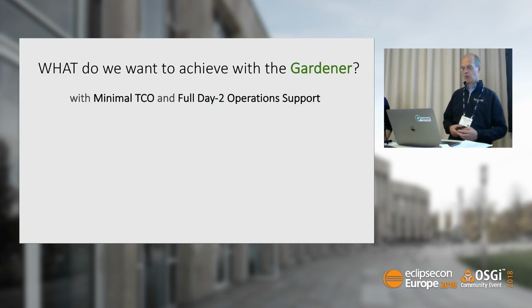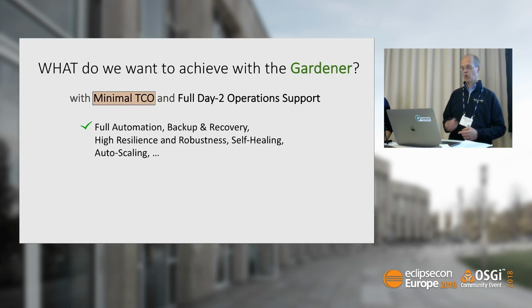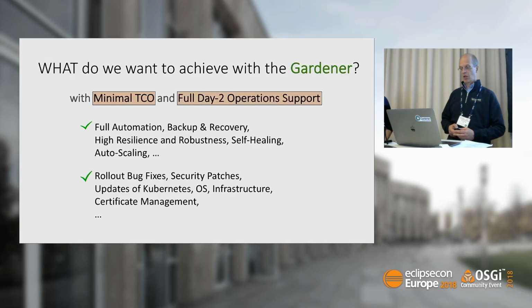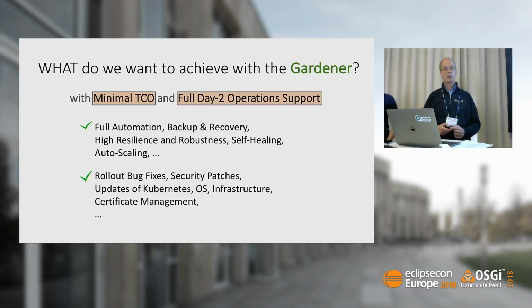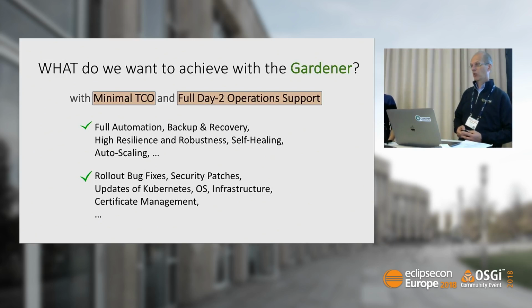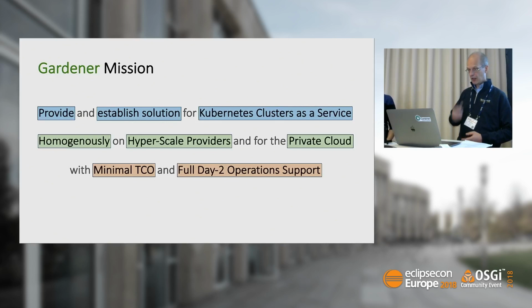And finally, we have this target that we want to shrink TCO and go from DevOps to hopefully almost zero ops. And support all kinds of day 2 operations. So we want to support backup and recovery fully automated. We need high resilience and robustness. We want self-healing for all aspects, and auto-scaling, of course, for reacting to the load and optimizing the costs. And we want to also manage rollout of bug fixes, security patches, updates, whatever, certificate management. All the tricky stuff, which is a lot of work if you have to do it by scripting or stuff like that. So that's finally the mission of the project.